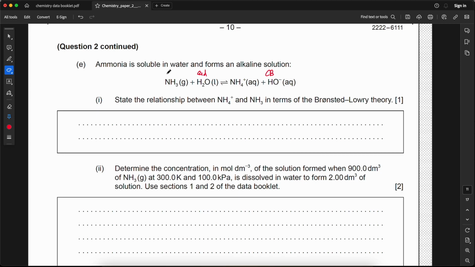And if this one is acid, this one will be base and this will be conjugate acid. So the relationship is conjugate acid and base.